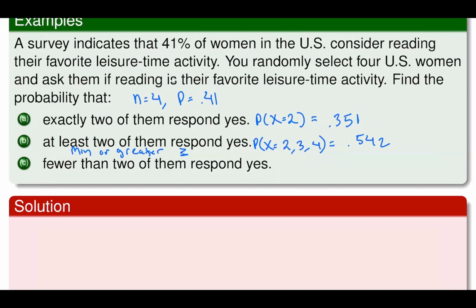All right, so if you look at B, I put the probability that x is equal to 2, 3, or 4 is equal to 0.542. All right, so let's do C. If you look at C, it says fewer than 2 of them respond yes.